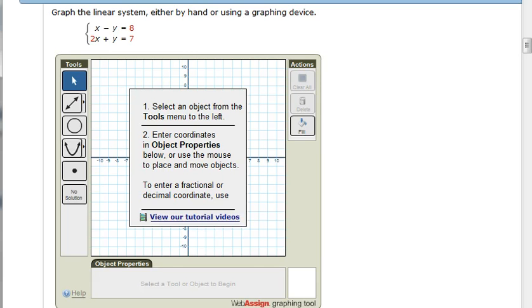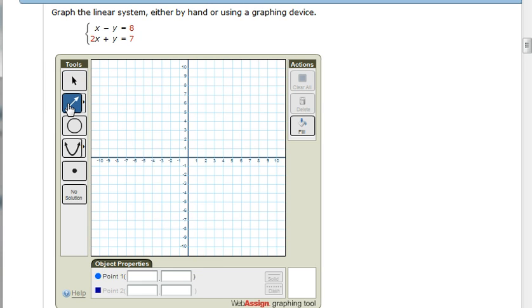We're going to graph the linear system x minus y equals 8 and 2x plus y equals 7 using WebAssign. So I'm going to choose the line tool and I'm going to use intercepts.